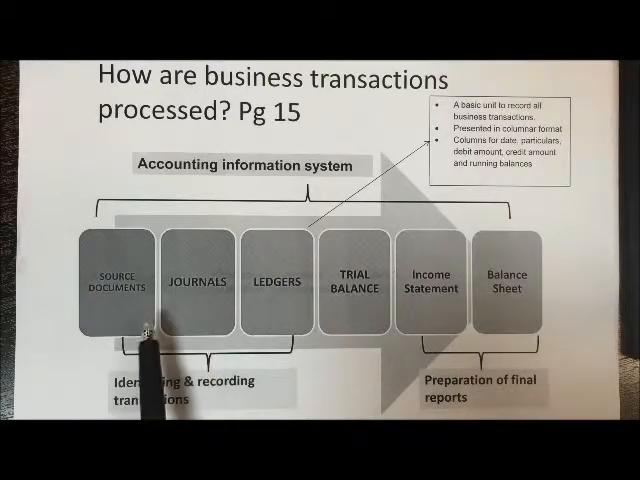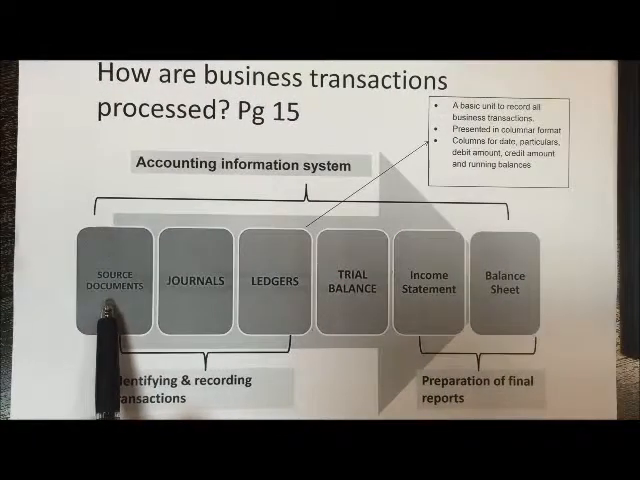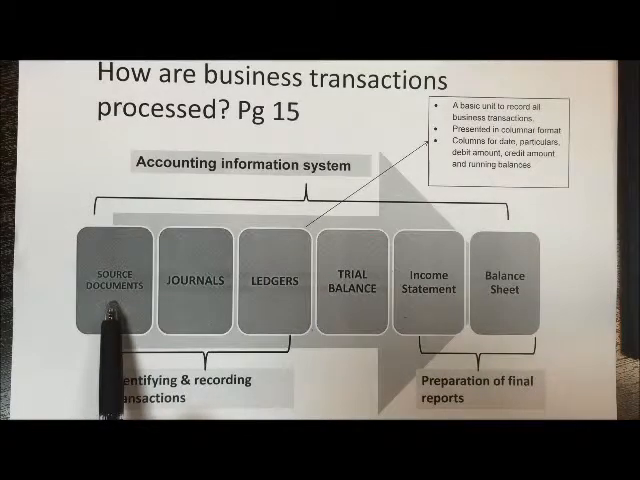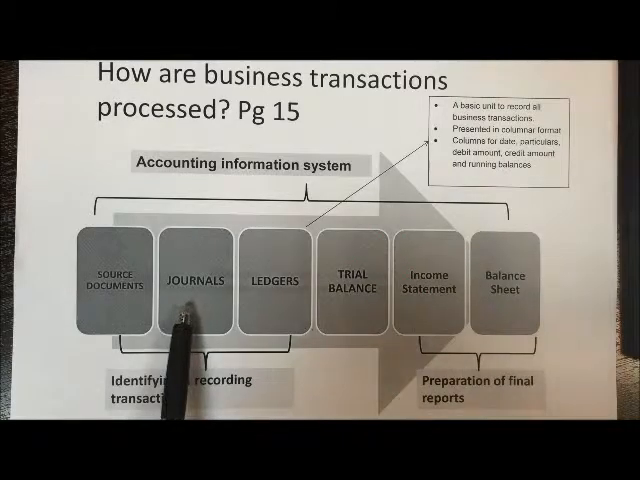Once the business does a transaction, they will receive a source document. This source document is a proof or evidence that the transaction has taken place. For example, the business buys something from NTUC, they will get a receipt. So that receipt is a source document. A journal is like a diary. It records all the business transactions that happened during the day, the week, and so on. There are many different types of journals, but for today's lesson, we will focus only on the general journal.